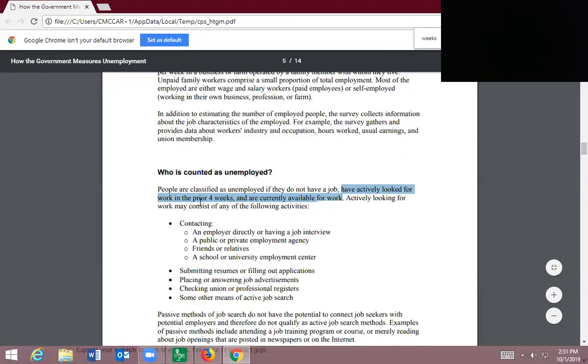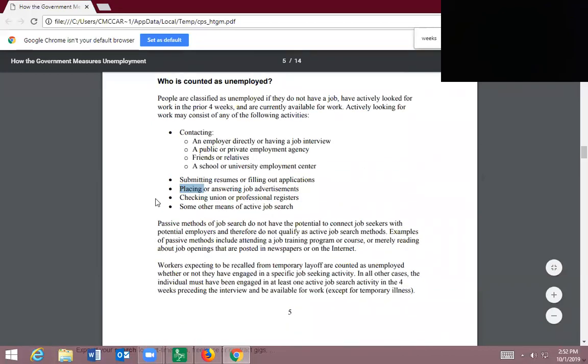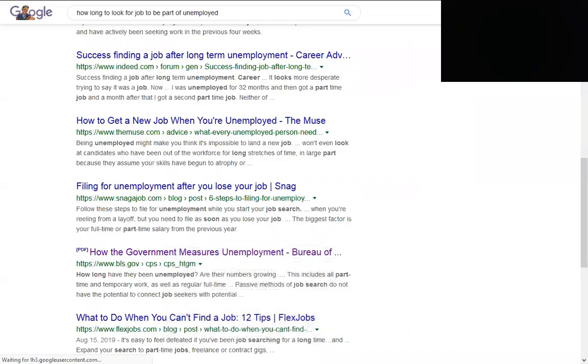So actively looking for work means contacting friends, family, employers, an employment agency, or a school, submitting resumes, answering job advertisements. Who's going to place a job advertisement these days? This is from like newspapers, right? We used to place job advertisements for yourself, like a 20-year-old college student looking. I guess I still see that in Chadron buy and sell on Facebook. You still see that sometimes. So checking union or professional registers, again, kind of dated. Other means, like using the internet, right? All right, so cool. Got that info.